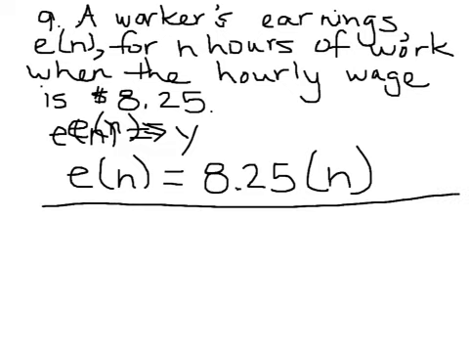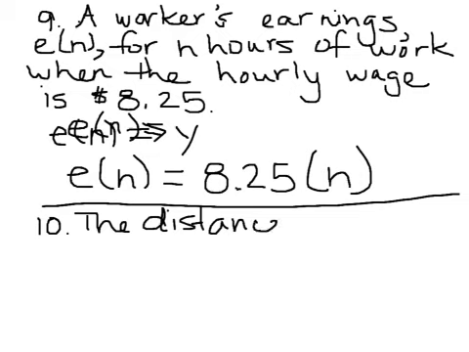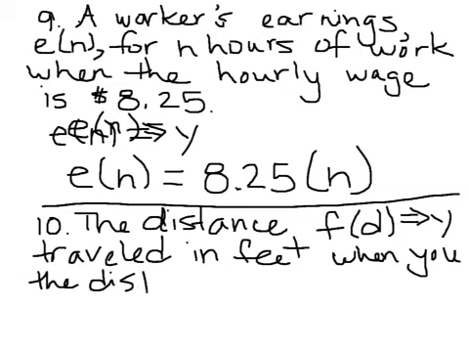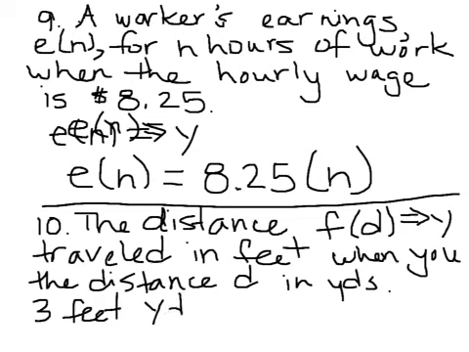Let's go ahead and take a look at 10. It says the distance, f of d. Once again, f of d is the same thing as y, traveled in feet, when you know the distance, d, in yards. What you need to realize is that there are, in fact, 3 feet in every yard. So I want to know f of d, which is the distance in feet. So f of d is going to be equal to the total distance divided by 3.